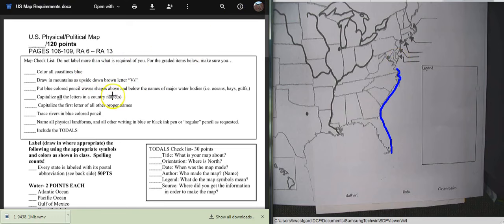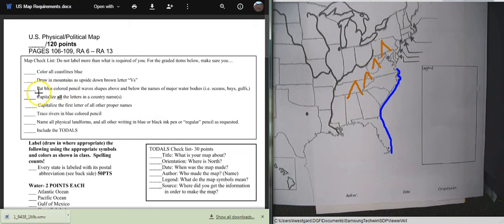Then it says to draw on mountains as upside down brown letter V's. So if I switch my color here, we'll just call this brown. One of the requirements is you'll have to put in the Appalachian Mountains. So I'll just get that started here. And so that's what it means. Notice they are V's that are upside down.